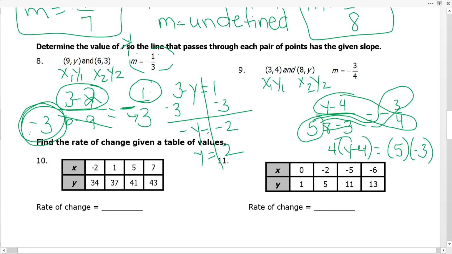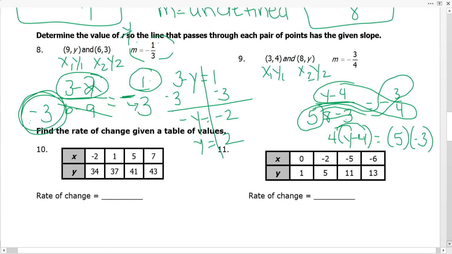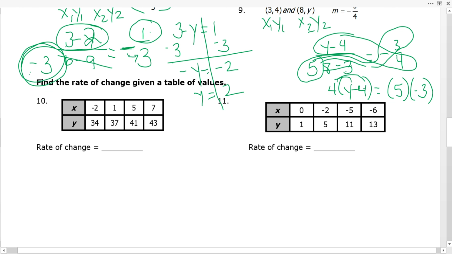So let's distribute. And I'm going to use all the room over here. Okay, so I have 4y minus 16 equals negative 15. So I cross multiplied my 5 and my negative 3 to get negative 15, and my y minus 4 and my 4 to get 4y minus 16. I'm going to add 16 to both sides.